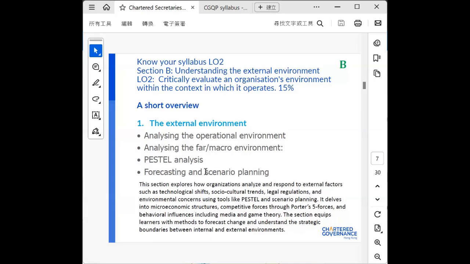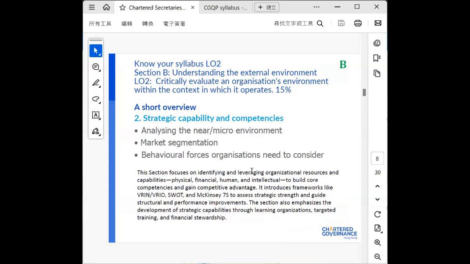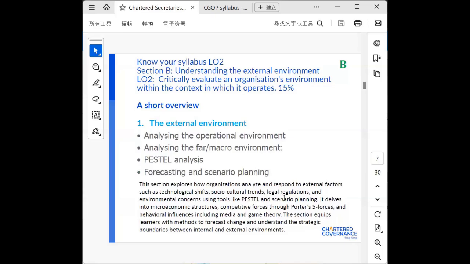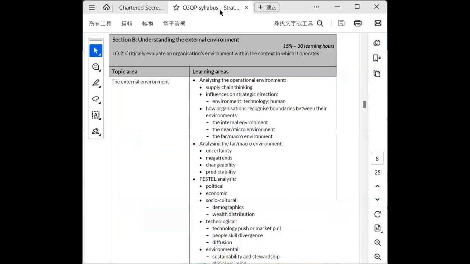Now, this section explores how companies analyze the external environment, such as technological shifts, social cultural trends, legal regulations, environmental concerns, etc. So maybe we can look into more detail in the syllabus, and we can explain a bit more on this part.